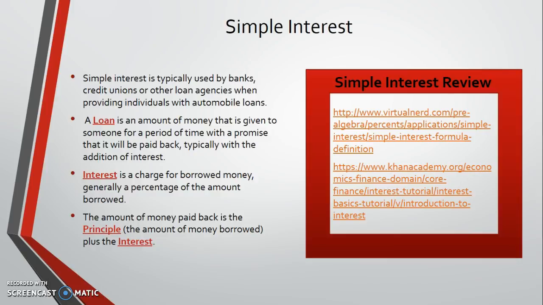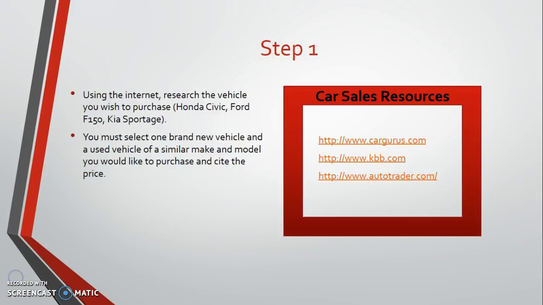A loan is an amount of money that is given to someone for a period of time with a promise that it will be paid back, typically with the addition of interest. Interest is a charge for borrowed money, generally a percentage of the amount borrowed. The amount of money paid back is the principal, or the amount of money borrowed, plus the interest. I have provided 2 links that re-explain calculating simple interest for you to review at your leisure.